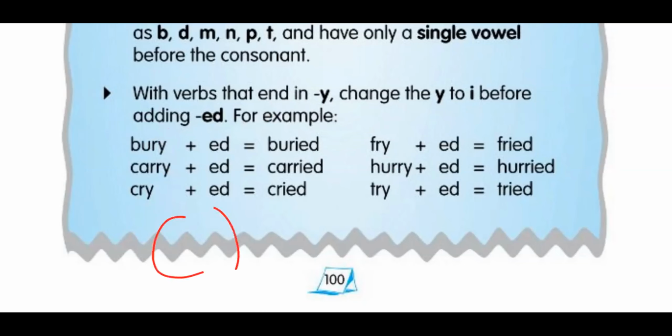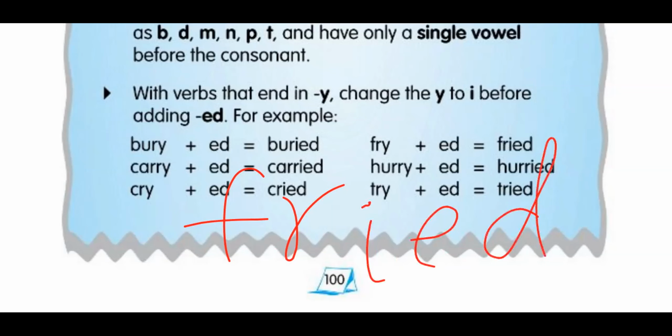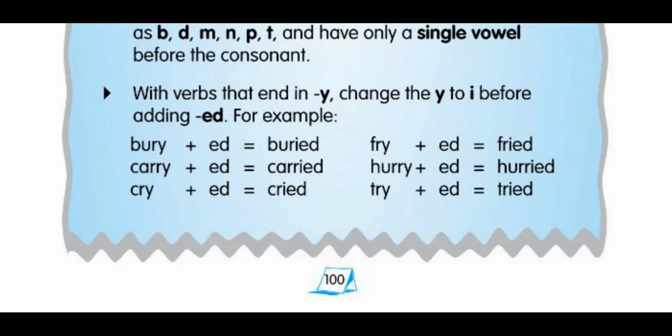For example, cry. It's ending with Y. So you have to change the Y to I. Then add ed, cried. Okay, fry now. F-R-Y, fry is the verb. So when it's ending with Y, we have to remove the Y and change the Y to I, and then add ed, fried. Okay, try, tried. Hurry, hurried. Try, tried.